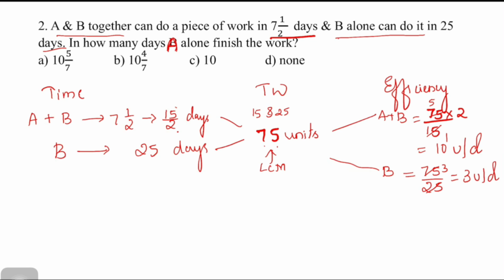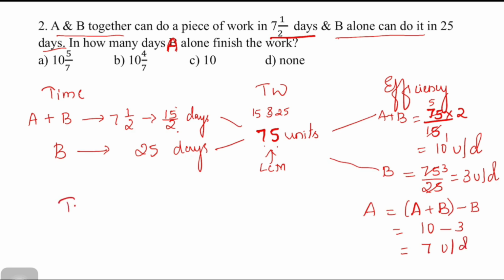So from this we can get A's efficiency. How? A plus B minus B. If in A plus B, I deduct B's efficiency, then I'll get A's efficiency. So A plus B together is 10 and B alone is 3. So A alone will be 7 units per day. So A's efficiency is 7 units per day.